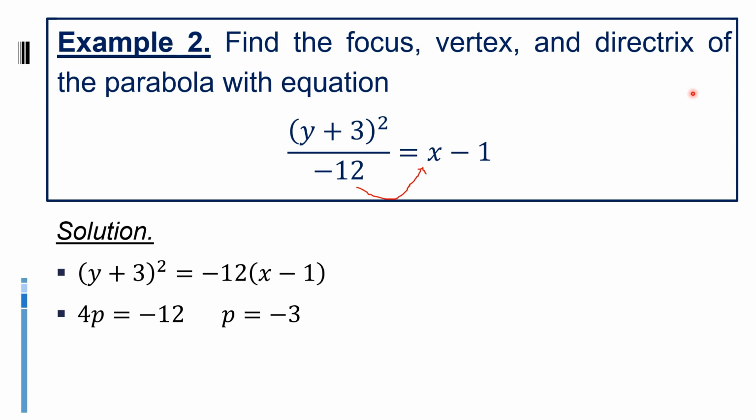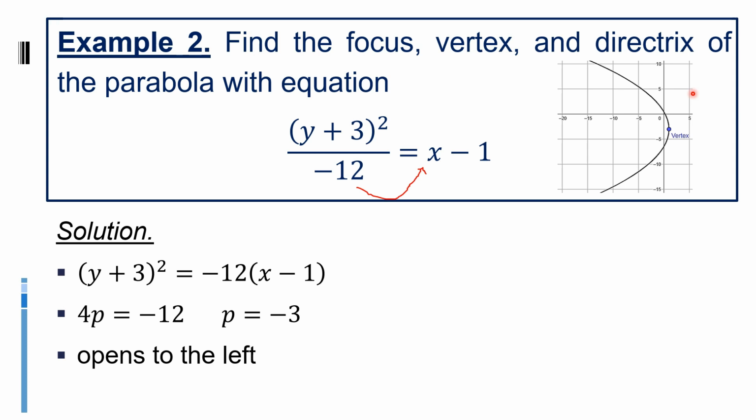Since 4p is equal to negative 12, then p is equal to negative 3. Pansin ninyo, y yung naka-square at yung p natin ay negative. This means that our parabola opens to the left. So, ganyan ang kanyang itsura. Since andito yung kanyang vertex, then the focus is to the left of the vertex and the directrix is to the right of the vertex.